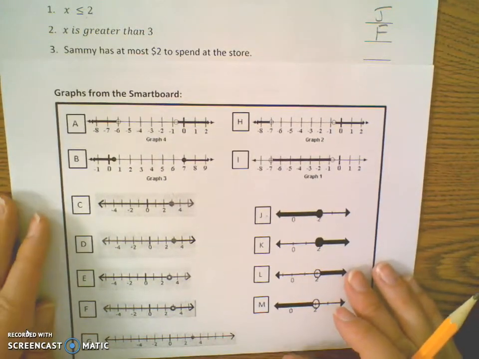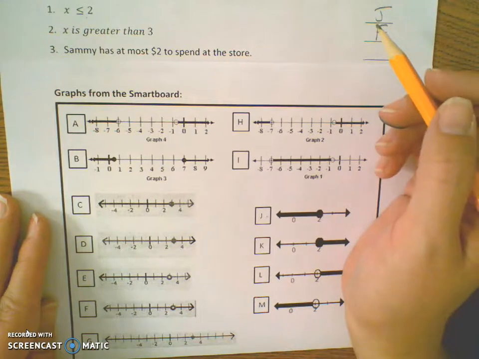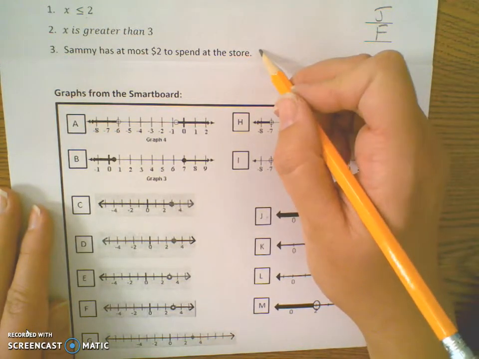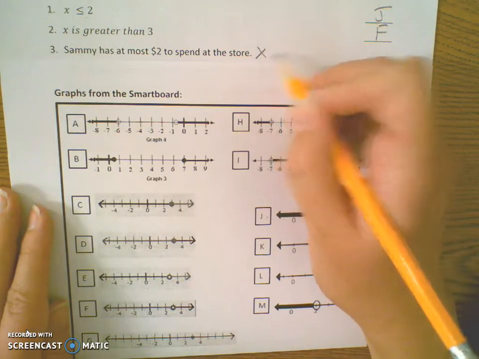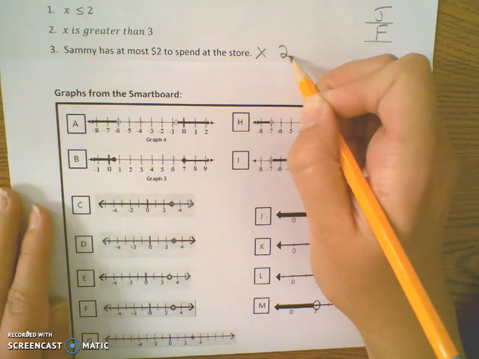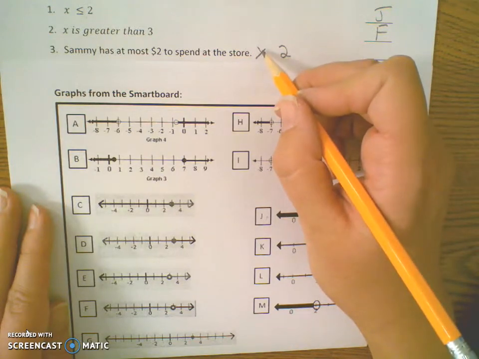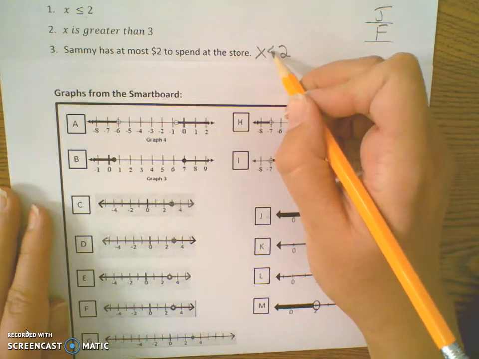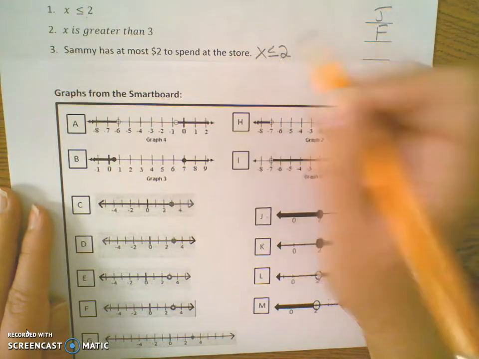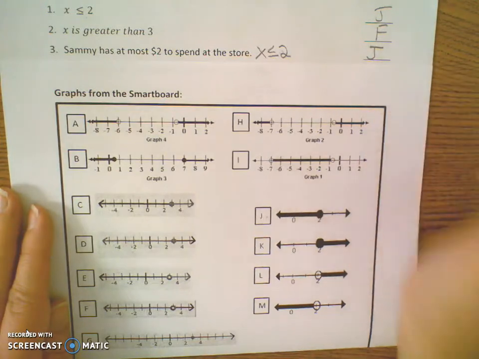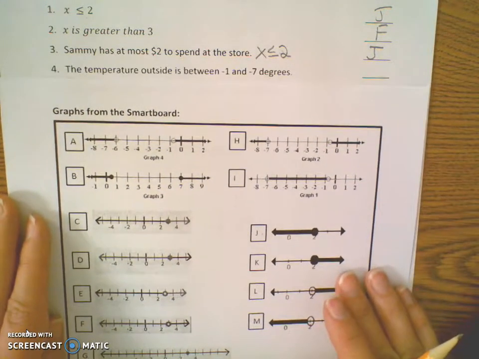Sammy has at most $2 to spend at the store. So we're going to say x is how much he's going to spend at the store. $2 is what we're comparing to. So if he has at most, that means that he could have less, but he could actually have 2. So really, this one is the same as number 1, and our answer is going to be the same, J.